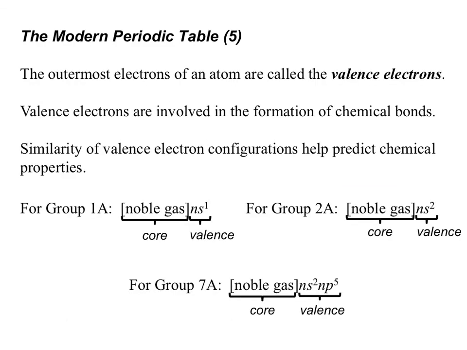The outermost electrons of an atom are called the valence electrons. Valence electrons are involved in the formation of chemical bonds. Similarity of valence electron configurations helps predict chemical properties. So for group 1A, the noble gas is the core and the ns1 is the valence. For group 2A, the noble gas is the core and ns2 is the valence. Say for group 7A, the noble gas is still the core, but now we have ns2np5 as the valence.